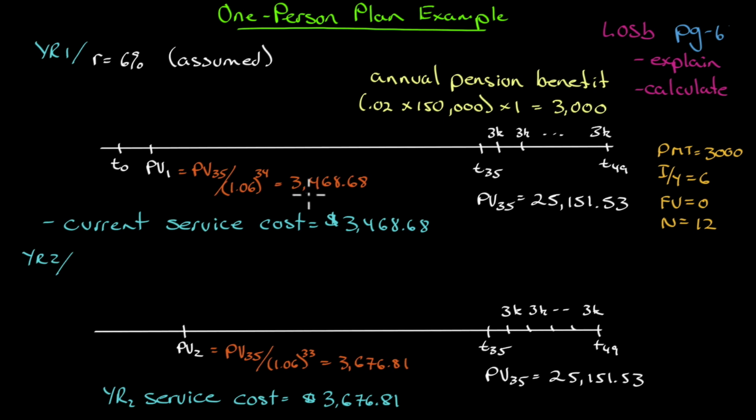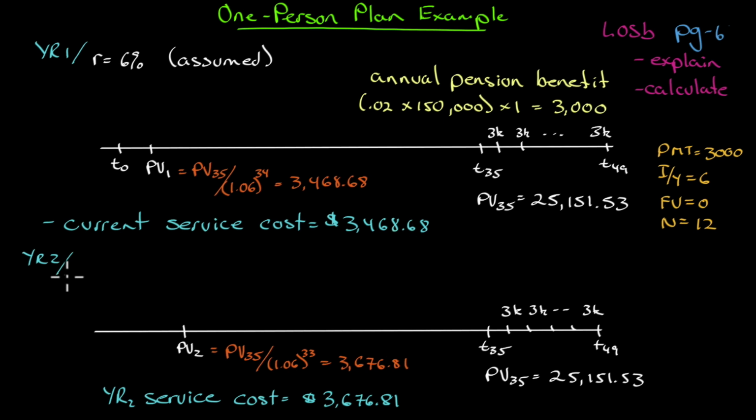Let's be clear. This pension expense is based on 3 big assumptions: a consistent wage increase of 4% per year over 35 years, a consistent discount rate of 6% from t equals 35 to t equals 1, and a life expectancy of 12 years. So it's based on assumptions. Let's be clear about that. So our current service cost is $3,468.68.